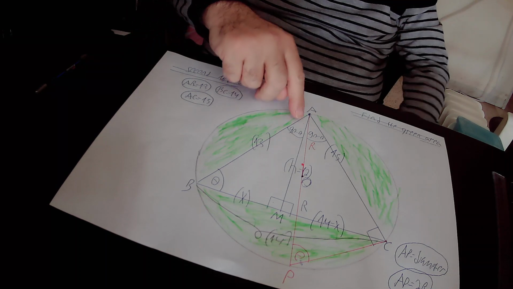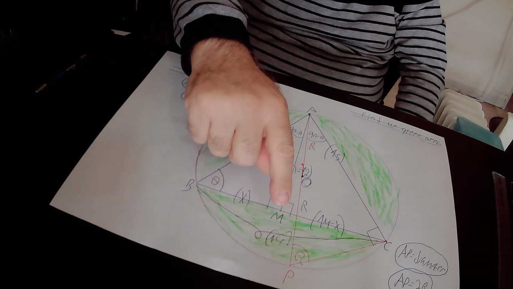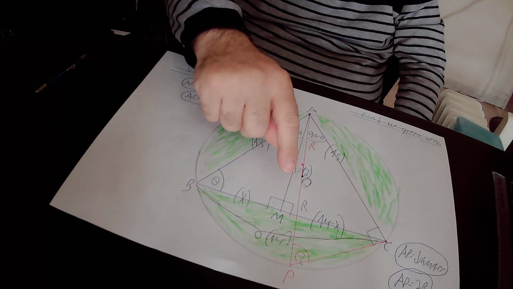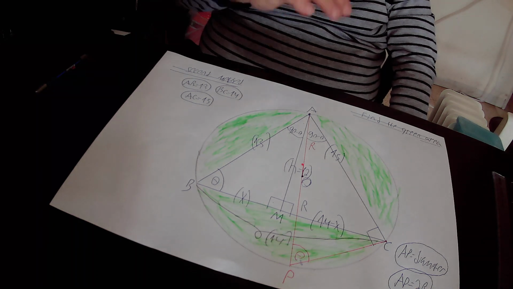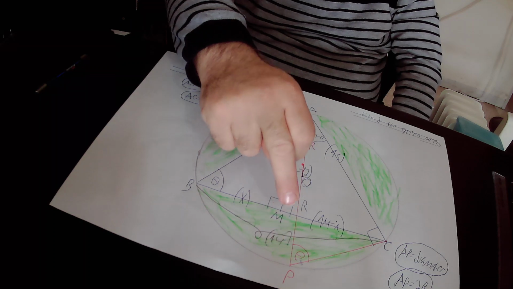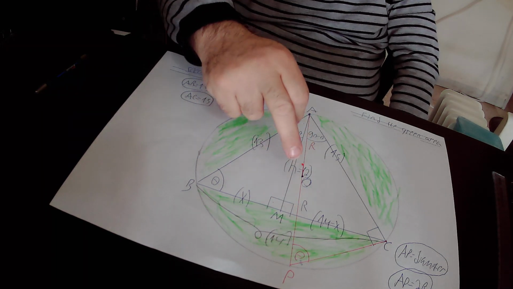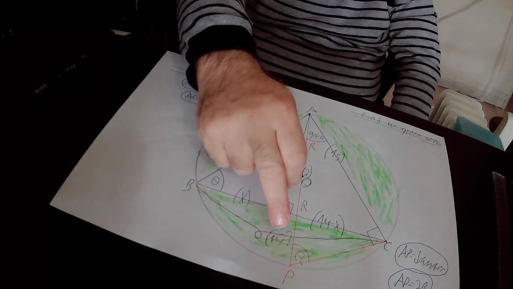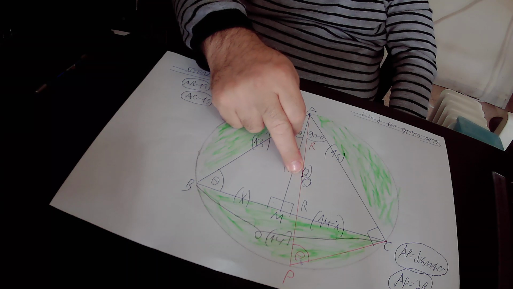Then we extend the radius AO until it touches the circle. We define the touching point of the extended radius AO with this circle as P. When you extend a straight line by a straight line, the result is a straight line. So AP is not only a straight line, but it is also a chord that passes through the point O, that is the center of the circle.